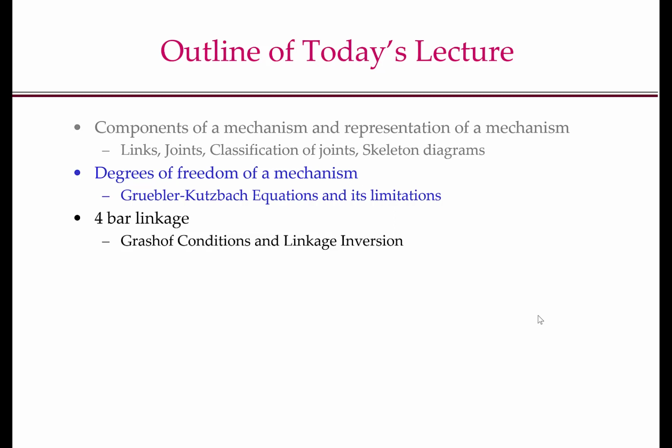In the last module, we have discussed that a mechanism is made of rigid bodies called links, and the relative motion between two links is constrained by joints. The joints may be 1 degree of freedom joints or 2 degree of freedom joints. Each rigid link has 3 degrees of freedom. So a natural question that arises is, what is the degree of freedom of a mechanism? In this part, we will discuss the answer to this question.